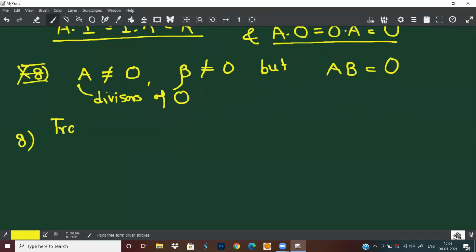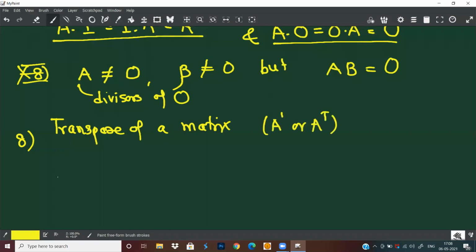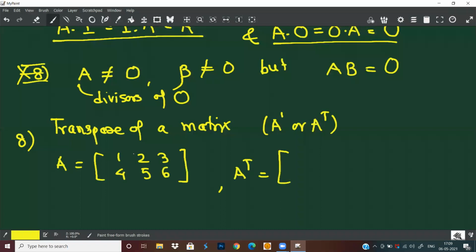Then you have transpose of a matrix. It is written as A dash or A raised to T. Now, देखो, if I have a matrix A, 1, 2, 3, 4, 5, 6, transpose of this matrix, you write first row as first column, second row as second column.